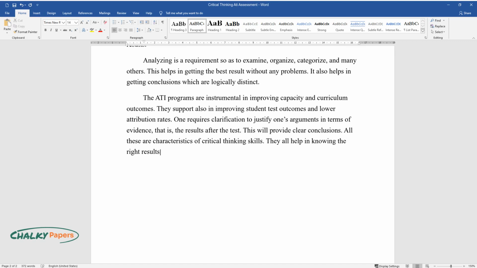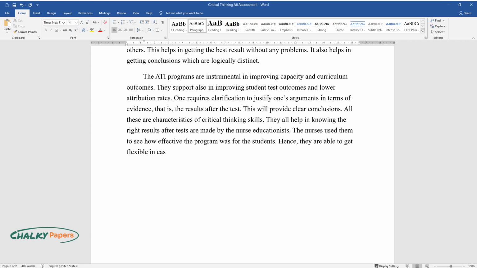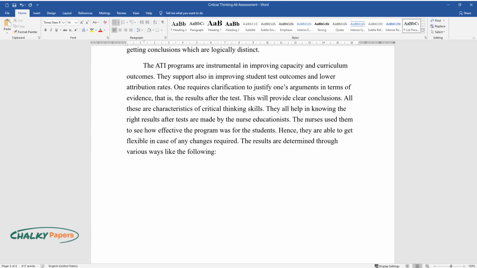They all help in knowing the right results after tests are made by the nurse educationists. The nurses use them to see how effective the program was for the students. Hence, they are able to be flexible in case any change is required. The results are determined through various ways like the following.